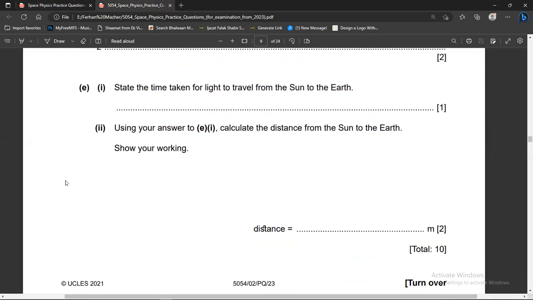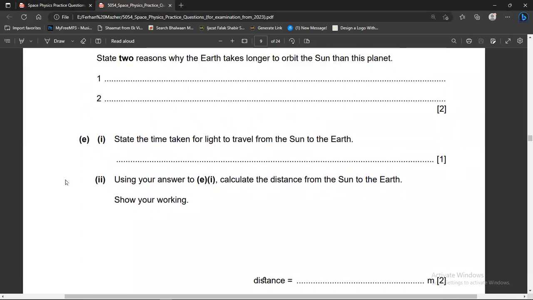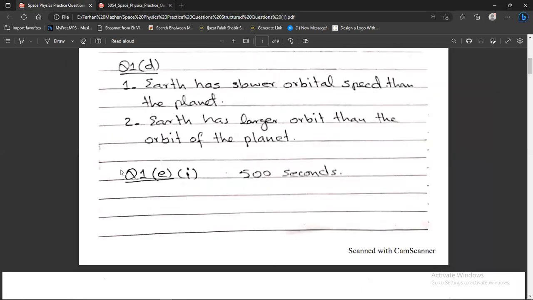Okay, question 1E, first part. State the time taken for light to travel from the sun to the earth. The light takes 500 seconds to reach the earth from the sun. So it takes 500 seconds. It's simple, it's just a number. You have to remember this.